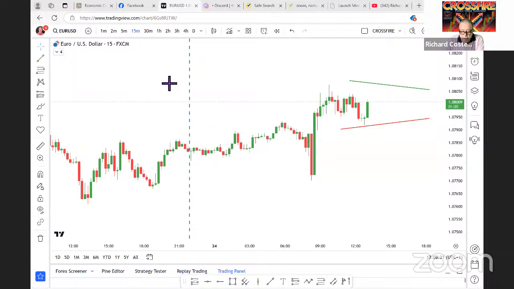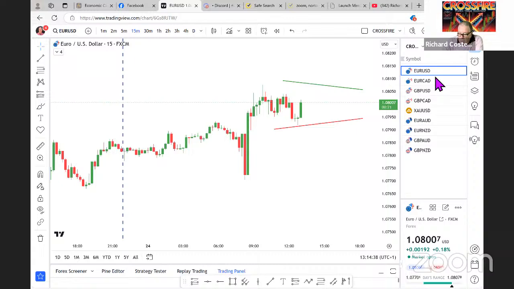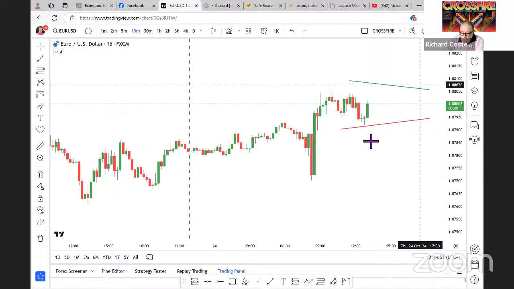As I mentioned, I'm on the 15-minute time frame, and I've already put a couple of trend lines in place. Now that is the 1 o'clock candle there, so I'm just waiting for that candle to close. In the meantime, I'm just going to show the pairs that we're looking at: EUR/USD, EUR/CAD, GBP/USD, and GBP/CAD. Those are the afternoon session pairs.